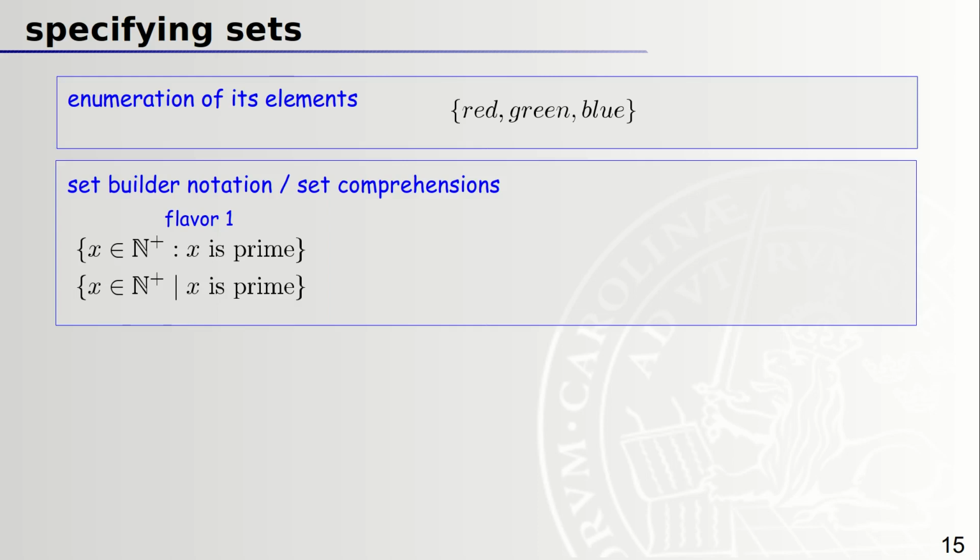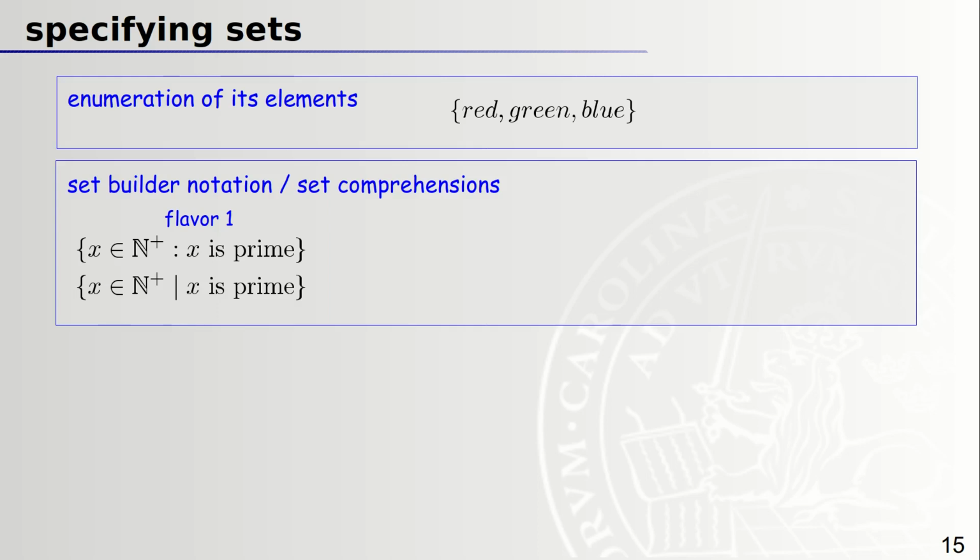In the first form, there are two parts separated by a colon or sometimes a vertical bar. The first part introduces a variable, here the x, and the set its values are taken from, in that case the positive natural numbers, n+. The part after the colon lists conditions that have to be true for a given value of the variable to be an element of the set we are defining.